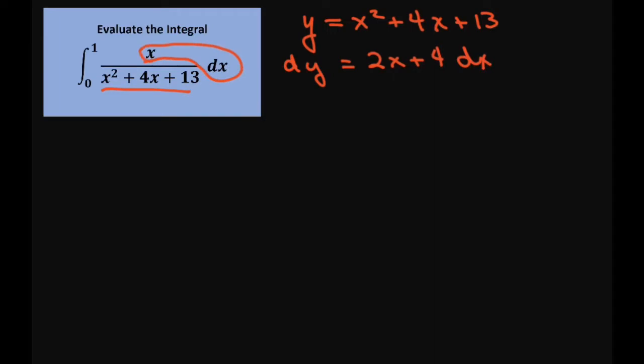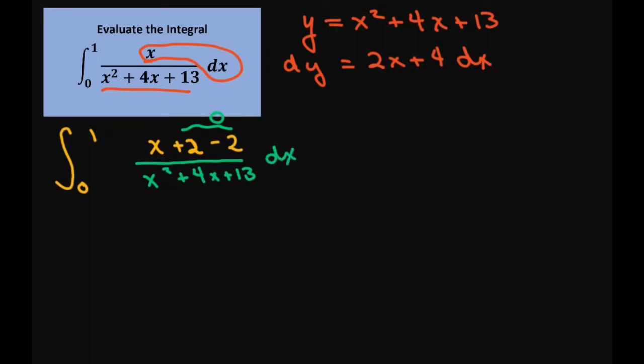So to remedy this, I'm going to rewrite this and do a little algebra trick and write this as x plus 2 minus 2. All right, this equals 0, right? So we're not really changing it. We're just manipulating it a bit. So we have x squared plus 4x plus 13 dx. Now, by doing this, what I can do is split this up and put this common denominator under each of these terms.